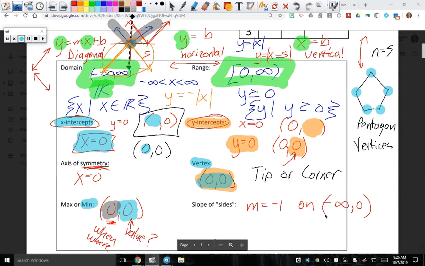We good? Alright. Grant, what is the slope to the right? What would you say? Equals 1 on 0 to infinity. Perfect. So from 0 to infinity, parentheses on both, like Grant said, the slope would be 1. And last but not least, just so that we know, what's m at?